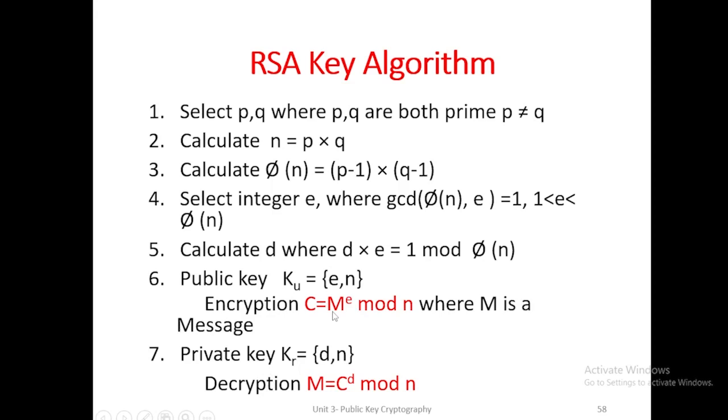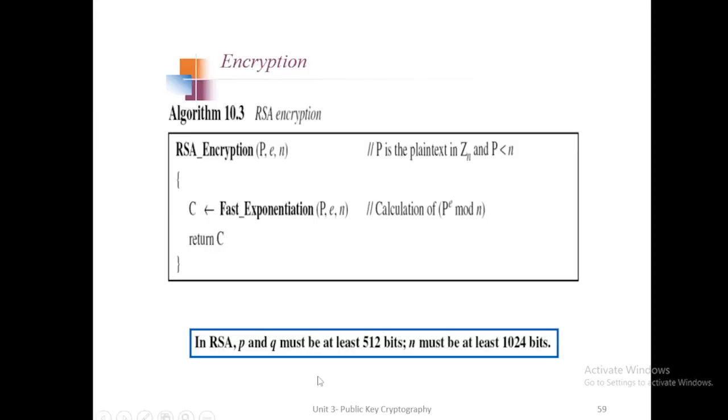Let me take m as a given message, then the encryption is c equal to m power e mod n. Then if you apply decryption with the given ciphertext c, the formula is c power d mod n equal to m. So these are the steps that should be followed for implementing RSA algorithm for the encryption and decryption process. So this is the encryption. We are using exponentiation format. The formula is p power e mod n. Here p is taken as plain text. So this is the exponentiation calculation.